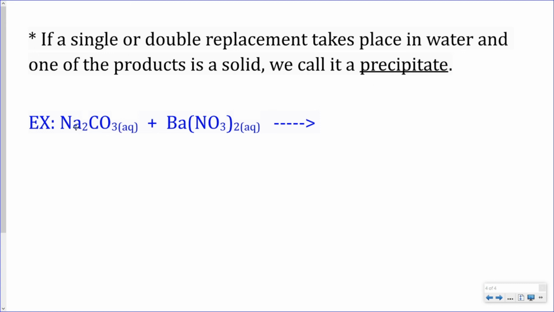So if we take a look at this, sodium carbonate plus barium nitrate, these are two ionic compounds. This is going to be a double replacement, so we're going to swap the positive ions, the cation for cation. So we switch those cations and we will get barium carbonate plus sodium nitrate. And again, make sure that these are the proper compounds. So now the only thing we're missing is their states and then balancing.